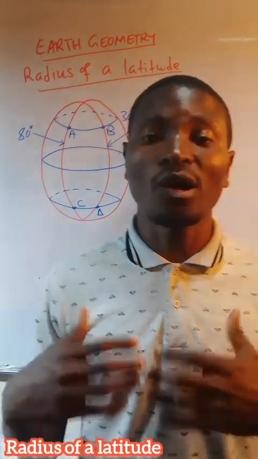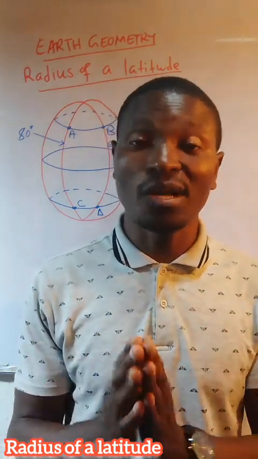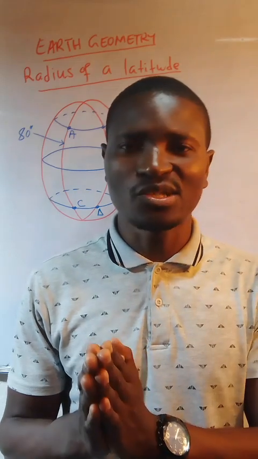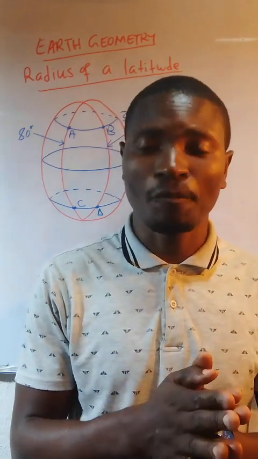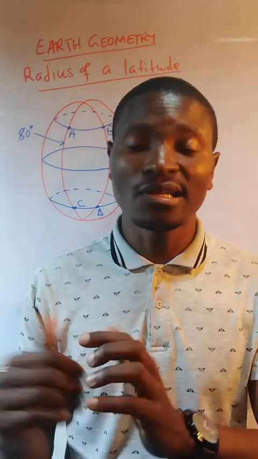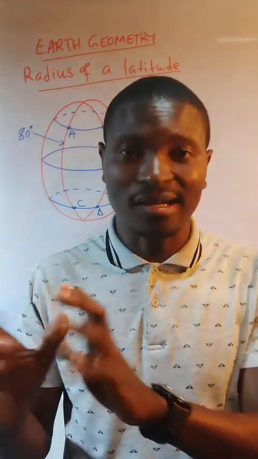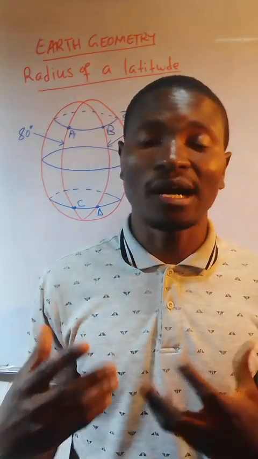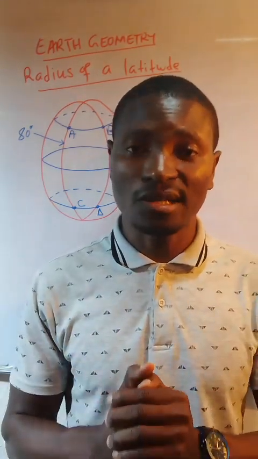Now, in this video, I want to make you understand the difference between a latitude and a longitude, but much more to understand where the formula for finding the radius of a latitude comes from. If you really understand it in terms of trigonometry, it is going to be so straightforward and easy for you to understand, so that even the formula can be fundamentally understood.